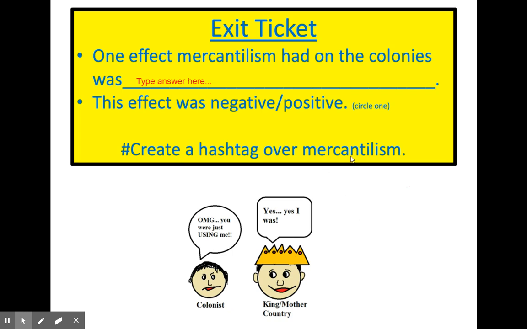That's it. Create a hashtag over mercantilism. You don't have to do this part. So if you're listening to the video correctly, I'll know that you are listening, because I don't want you to do the hashtag. I want you to complete this sentence and tell me the negative or positive.